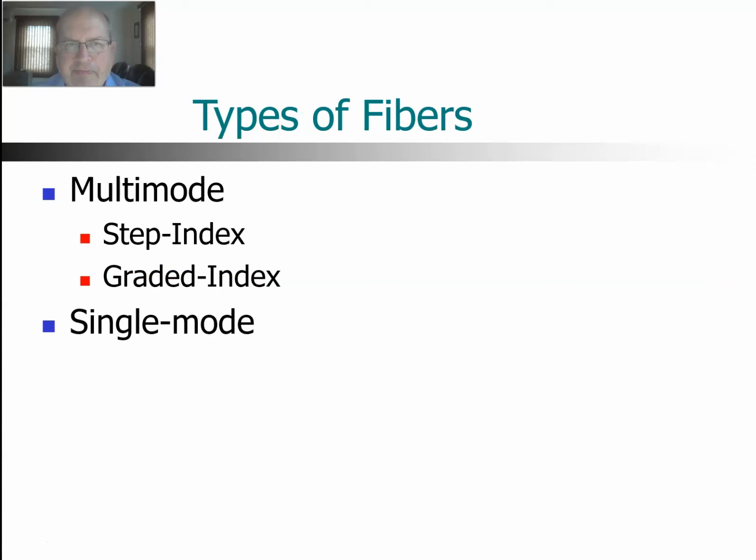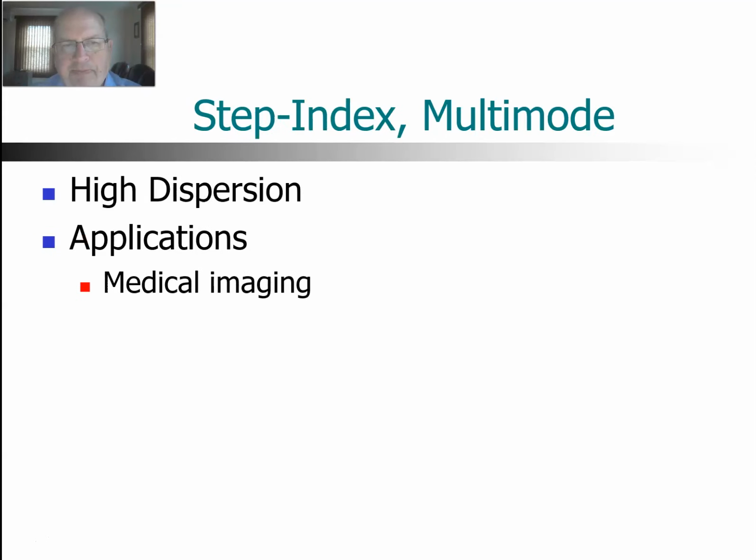So the types of fibers we have are the step index and the graded index. Both of those are multi-mode, which means there's multiple paths for the light to travel. And then the single mode, which is the very, very thin one, where there is only one way for the light to travel down. And the single mode, again, is the one we use mostly for long distance communication.